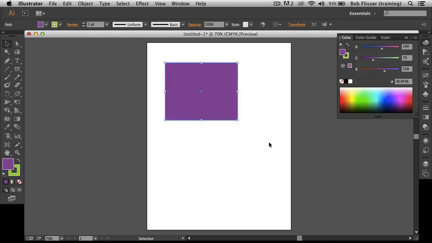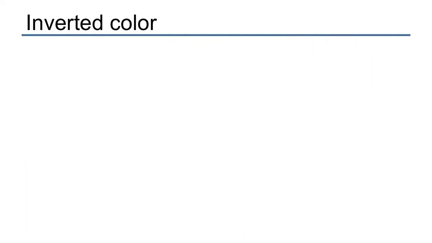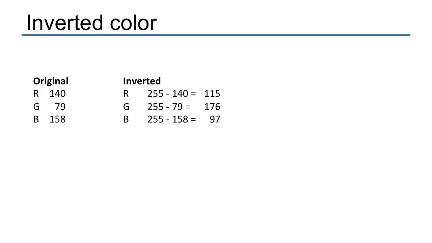So you might wonder, well, okay, that's all well and good, but what's going on? What's really happening? Inverted color means that it changes each component of a color to the opposite value on the color scale. Now I said just before that color values go from 0 to 255. So if you have an RGB color with a red value of 140, then the invert command will subtract that 140 from 255, and the inverted red will have a value of 115. And you have a green value of 79, Illustrator will subtract 79 from 255. And we had a blue of 158, it subtracts that from 255. And that's what that inverted color is.